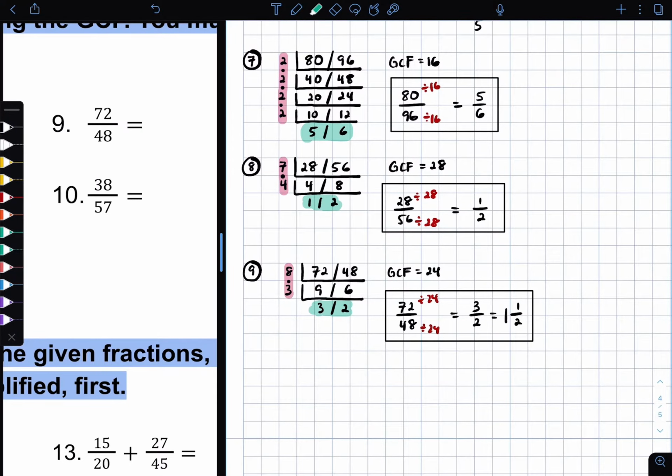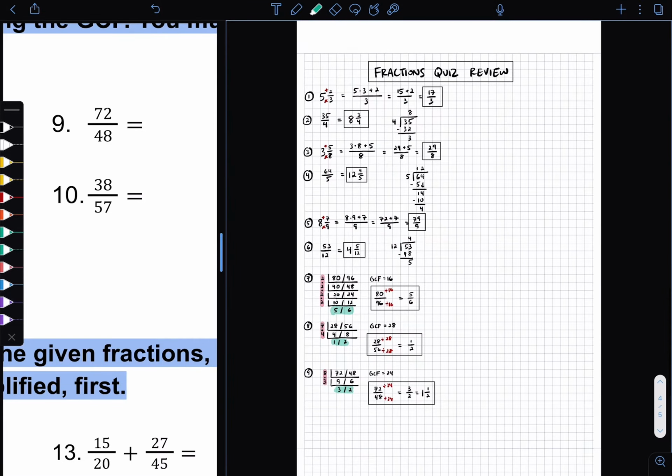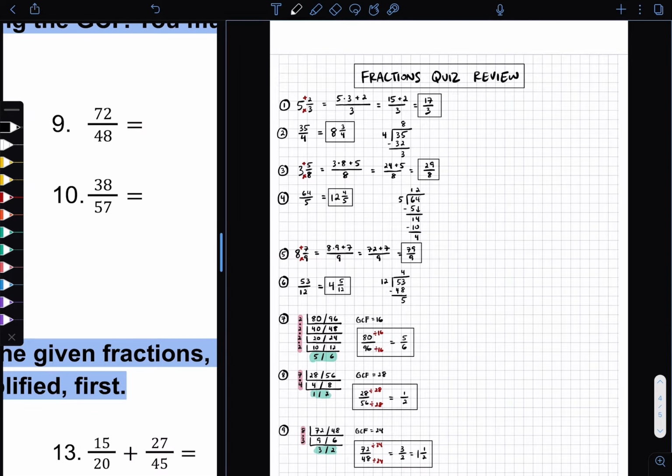So it's going to be 3 over 2 or 1 1/2. That's number 9. Moving on to number 10.